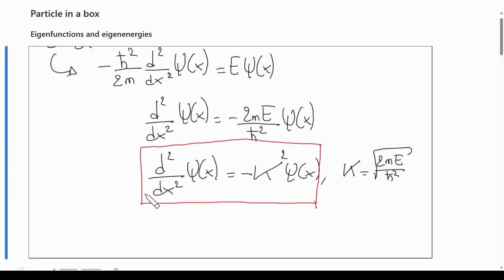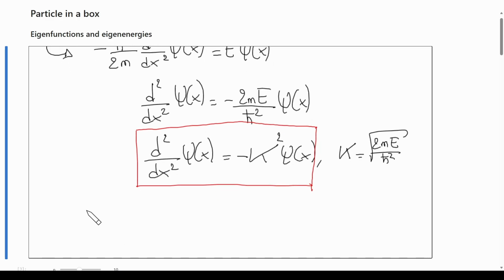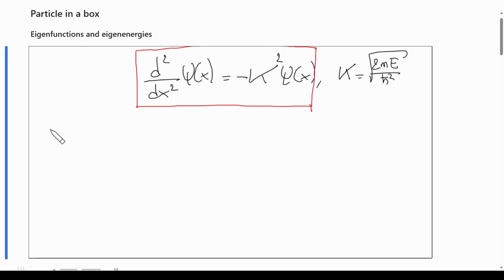So this is a very familiar differential equation of order 2 that we know can be solved with trigonometric functions. So we will look for a wave function of the form A cosine of kappa x plus B sine of kappa x.